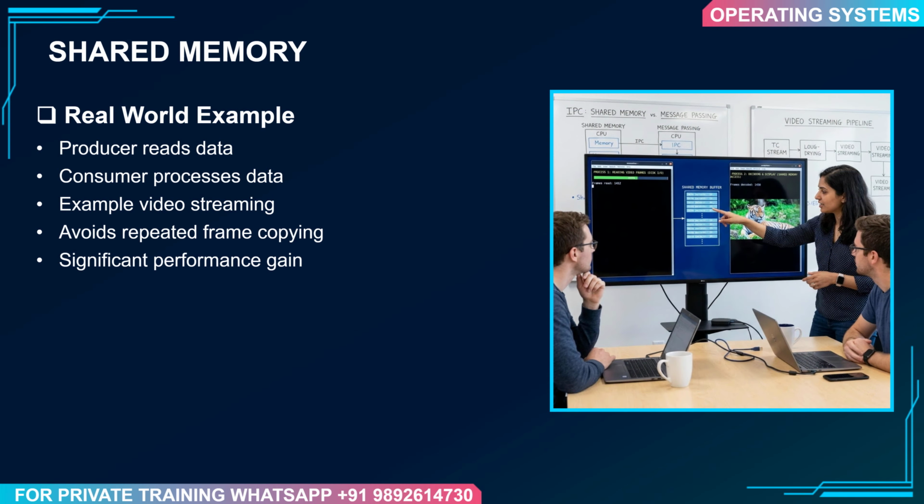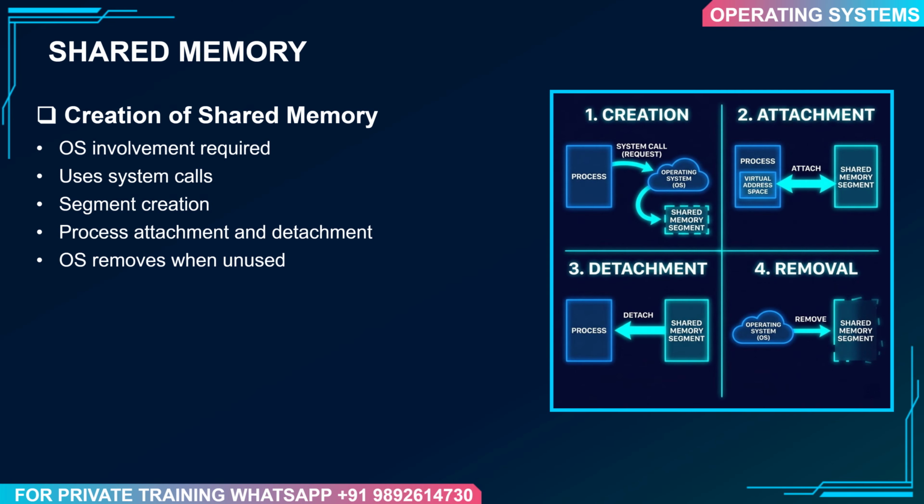Let us take a simple real world style example. Suppose you have one process that reads data from a file and another process that processes that data. For example, imagine a video streaming application. One process reads video frames from disk or network, and another process decodes and displays those frames. If these two processes use message passing, each video frame would be copied again and again. This is inefficient. With shared memory, the reading process places the video frame into shared memory, and the decoding process reads it directly from there. No extra copying is needed. Performance improves significantly.